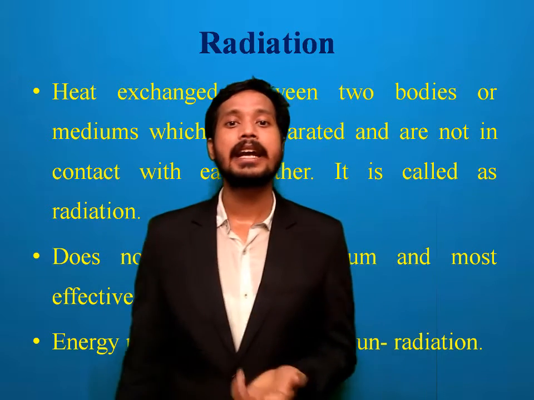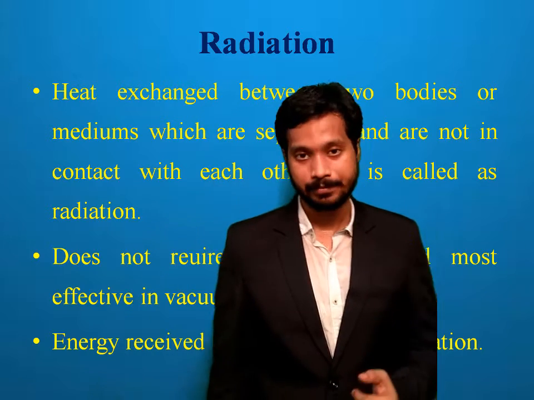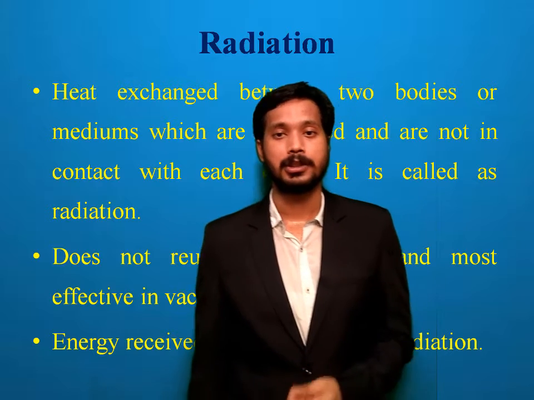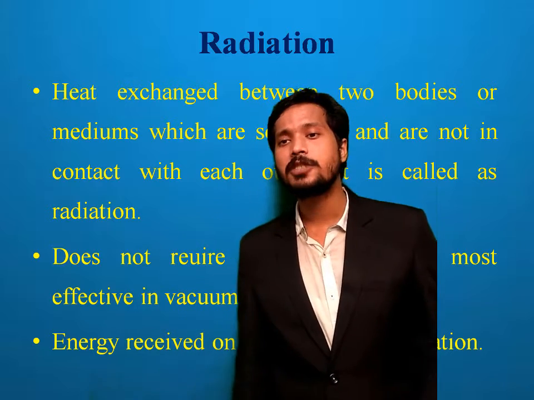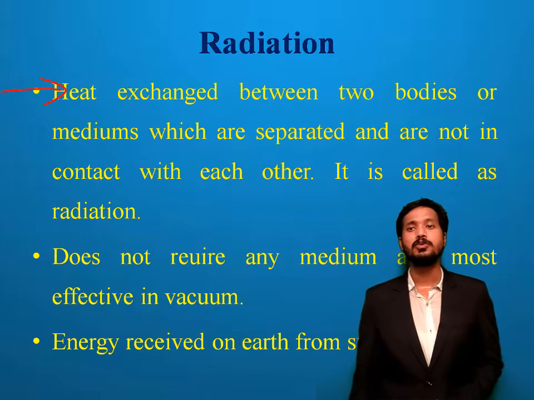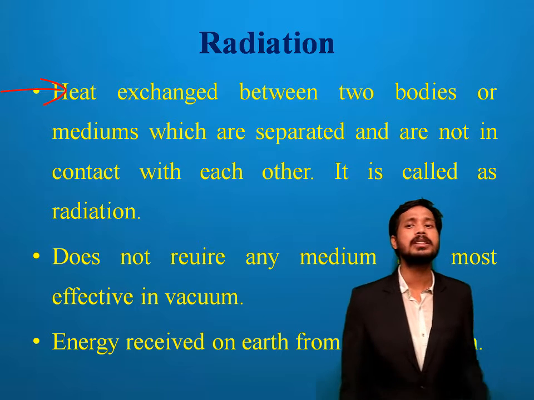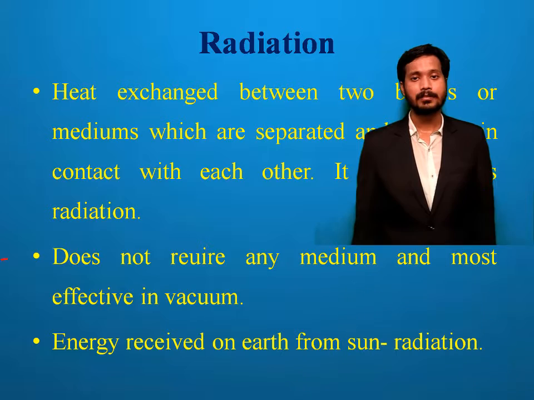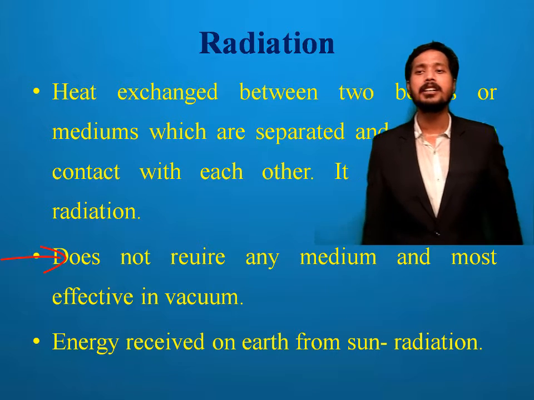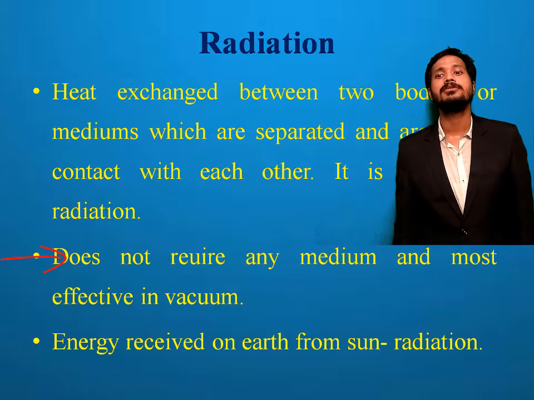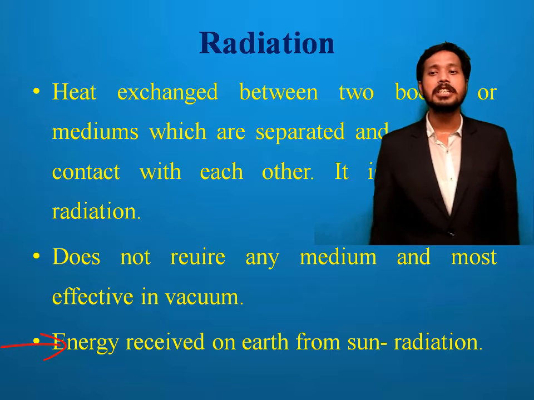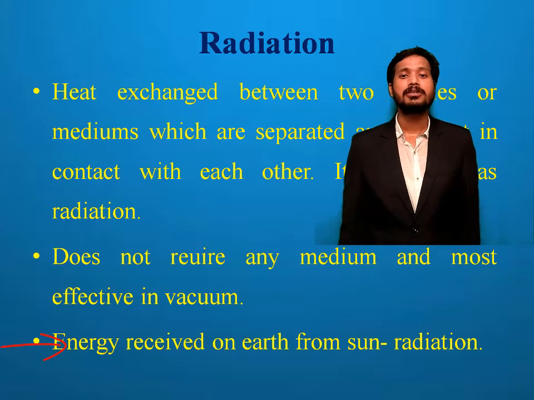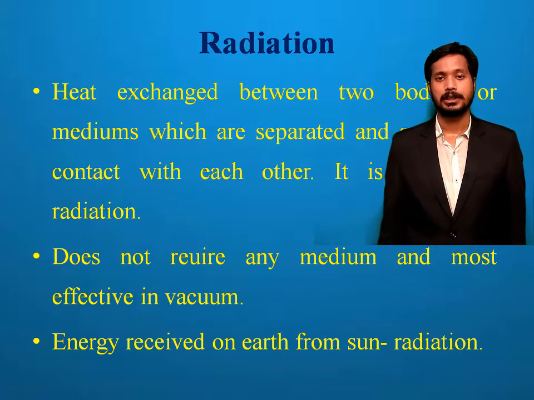So earth gets heated because of the sun's radiation. So this is the radiation mode of heat transfer. You see here, heat exchange between two bodies or media which are separated and are not in contact with each other is called radiation. It does not require any medium and is most effective in vacuum. Energy received on earth from sun is a mode of radiation heat transfer.